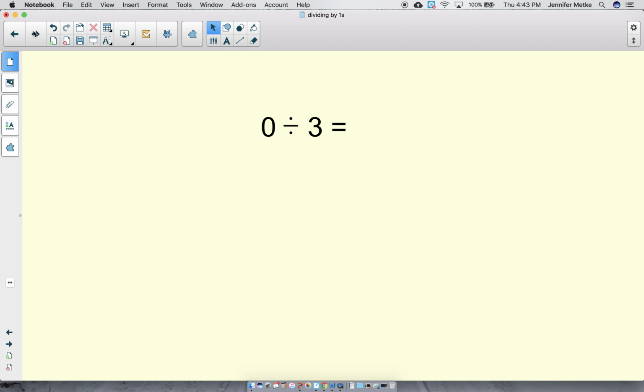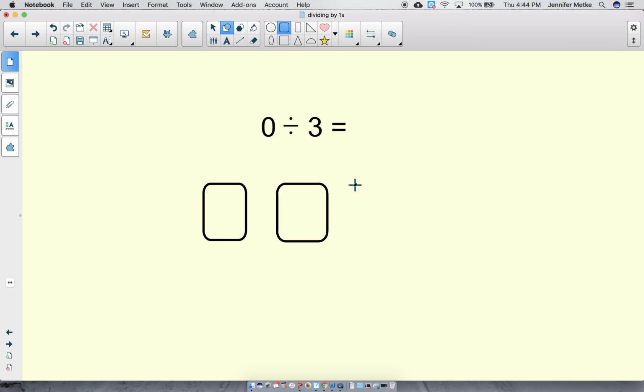Next, we're going to talk about zeros. 0 divided by 3. So I have 0 apples, and let's say I have 3 baskets. There's 1 basket, 2 baskets, 3 baskets. If I have 0 apples and 3 baskets, how many apples will be in each basket if I divide them out evenly? Well, the answer is 0. I have 0 apples. It doesn't matter if I have 3 baskets or 100 baskets. This answer will always be 0. 0 divided by anything is 0.